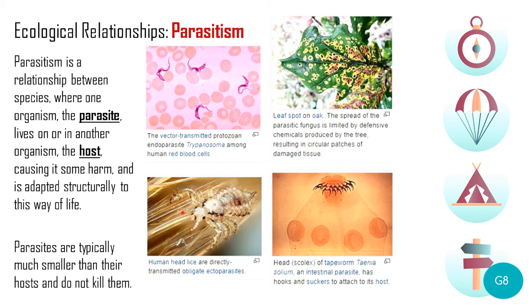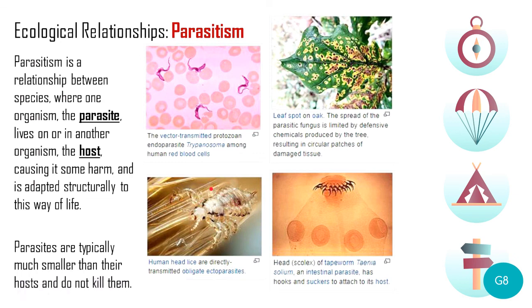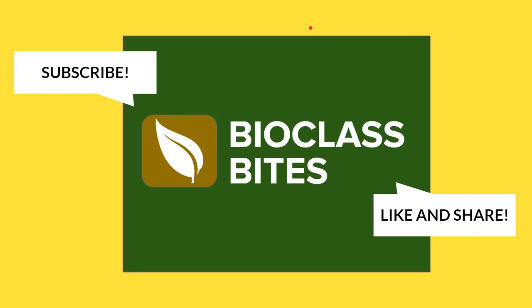Then human head lice, as you can see here, are directly transmitted obligate ectoparasites. Ectoparasites are found outside the body, ecto meaning outside. So they are examples of parasites in humans. And then we can see here a microscopic view of the scolex, or the head, of the tapeworm Taenia solium, an intestinal parasite, so an internal parasite. As you can see here, they have these hooks and suckers that allow them to attach to the gastrointestinal tract of humans, their host. So that ends our video.